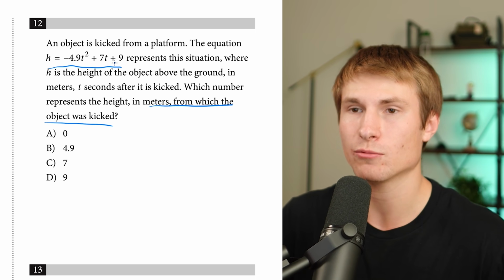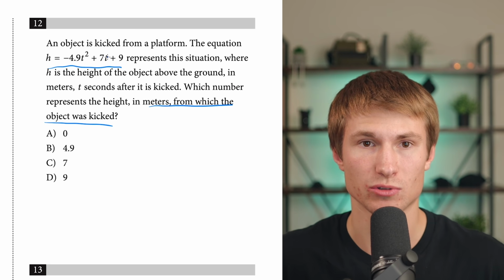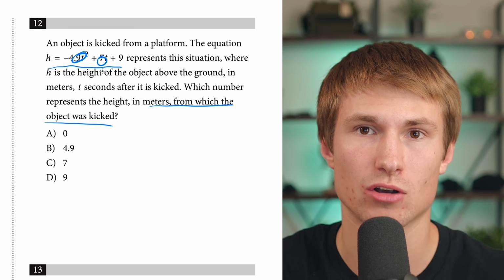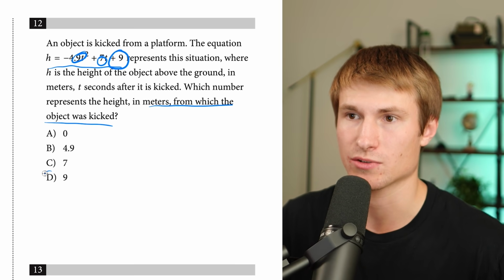Well, the height at which it is kicked is when time is at 0, right? It's only kicked once the time is 0. So that means t would be 0, which makes this 0, which makes that 0, which means that 9 is the height when it is first kicked. So our answer there has to be D.